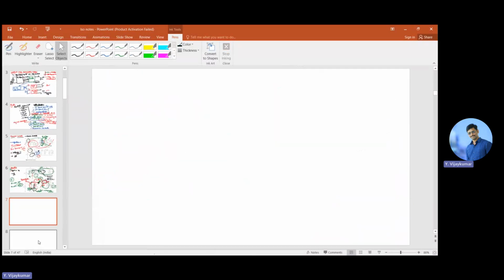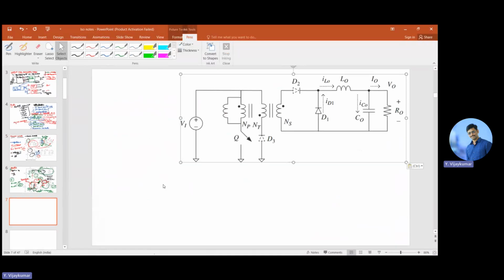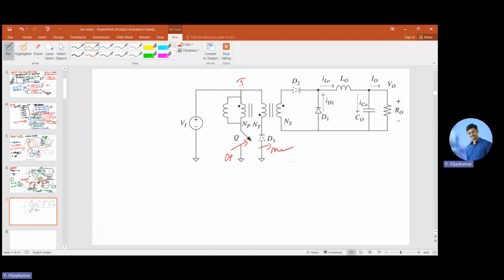Now come to the mode 3 operation. In this mode 3, there will not be any current in the transformer primary and secondary. Look at this here. Q is off, Q open, and diode D is also demagnetized. There is no current here. Current IP is 0, the total winding current is also 0, and D2 is also in reverse bias. So up to this part there is no current.